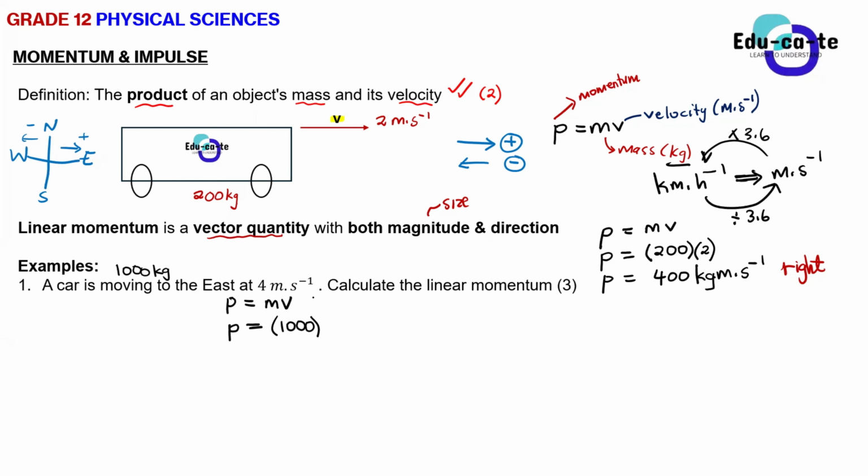So for this velocity, we substitute a positive 4, meaning our momentum is 1,000 times 4, which is 4,000 kilograms meters per second. Is it complete? No. To the east. Eastward. Towards the east.